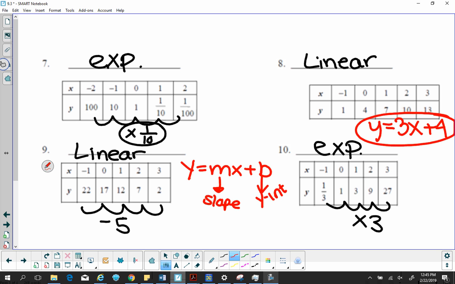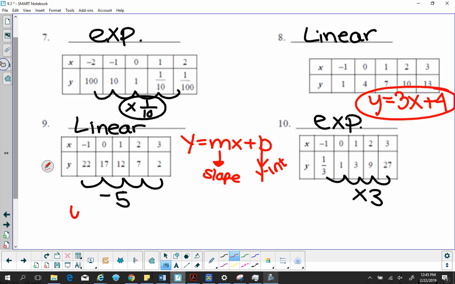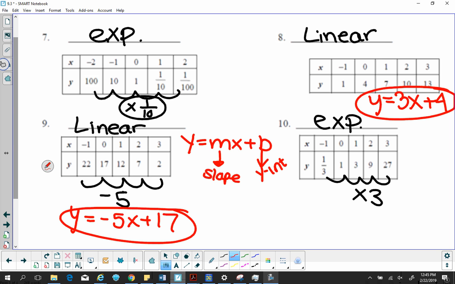Divine, do number 9. I think it's y equals -5x plus 17. Beautiful. Why is it negative? You're right. Why would it be negative, not positive? It's linear, so it has to go down. It was going down, right? So because it was decreasing, it's a negative slope.